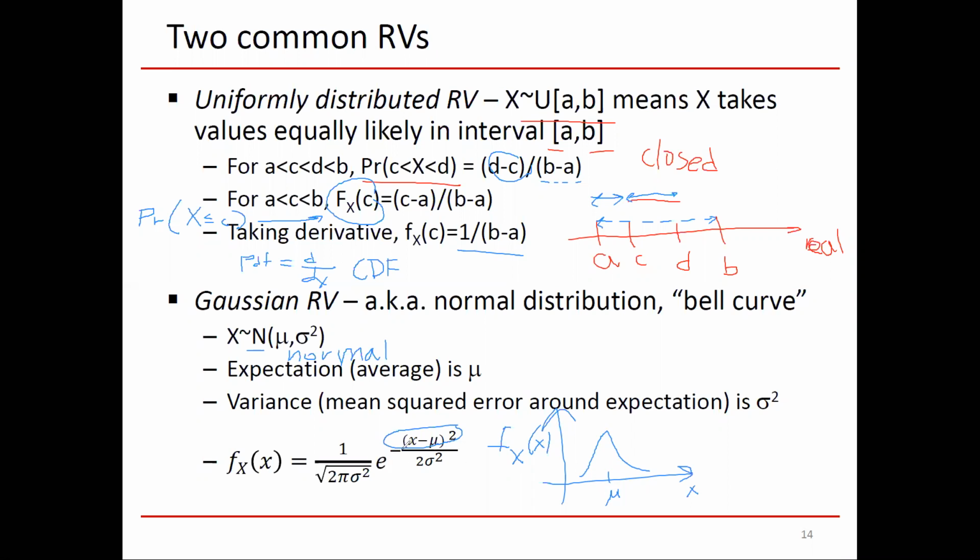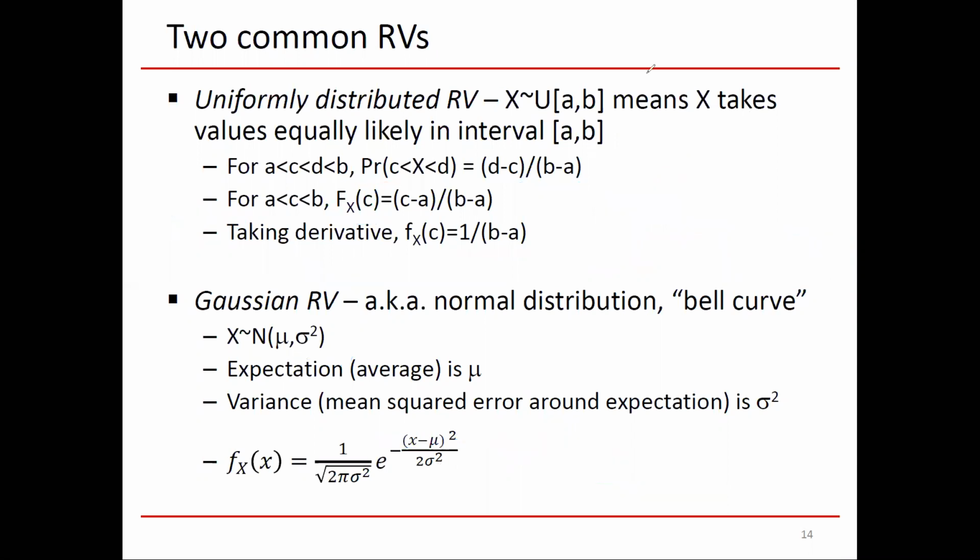And e to the negative x minus mu squared, so how far we are, the square distance from mu, divided by 2 times the variance sigma square. So 2 different commonly used random variables, uniform and Gaussian.